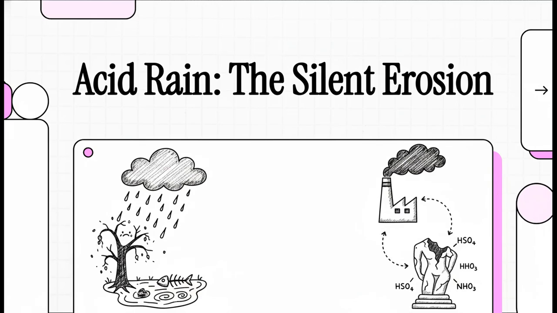You've definitely heard the term before. Acid rain. It sounds pretty scary, right? Destructive, ominous, but what is it really? Let's get past the name and dig into the subtle science behind this silent erosion.